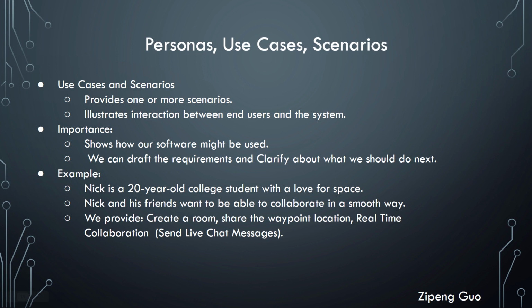Instead, Nick can create a room and invite his peer to join the room in Solar System Trek. Nick can share his waypoint and his peer can fly to the waypoint by clicking it. They can also communicate through the chat in Solar System Trek by texting. The collaboration feature would not only solve the problem for Nick's peer, but also for others in the general public who wish to collaborate with Solar System Trek in a smooth manner.